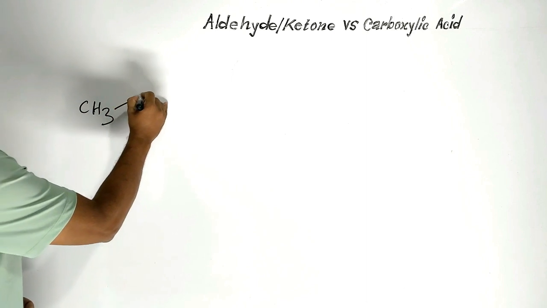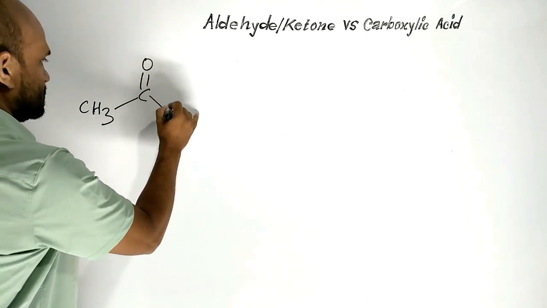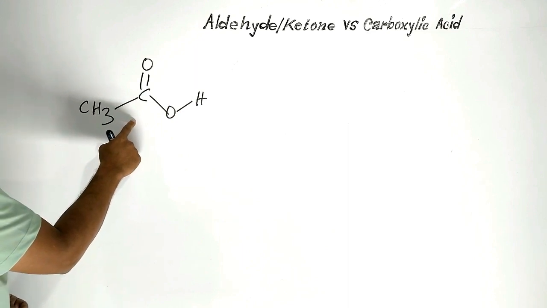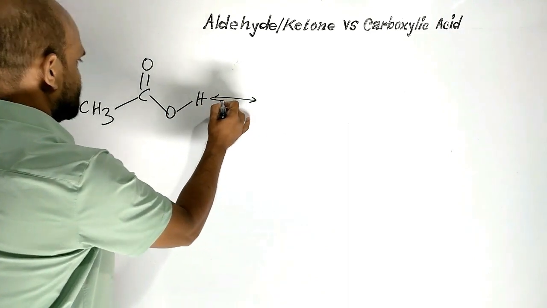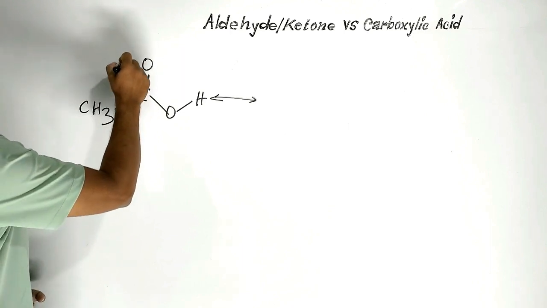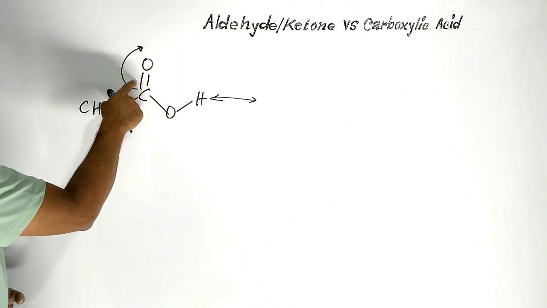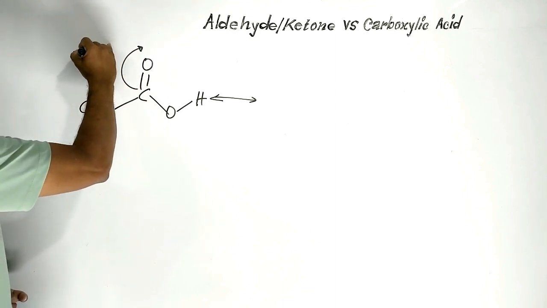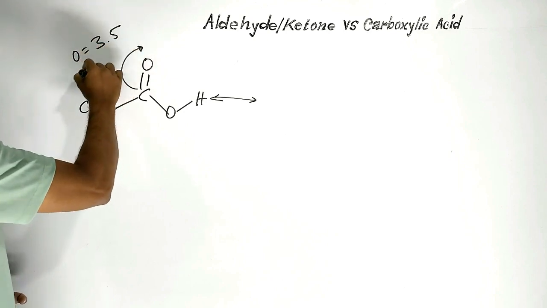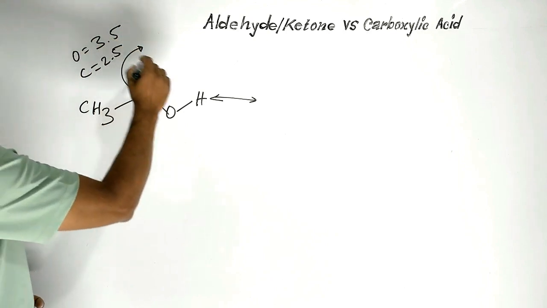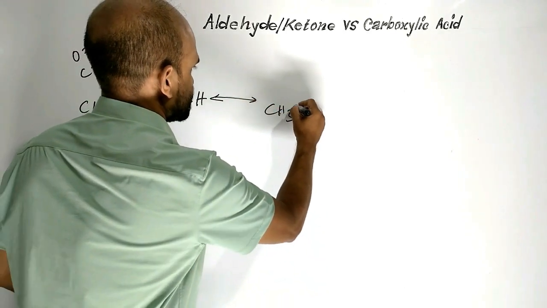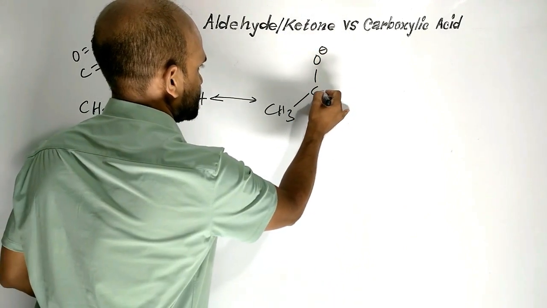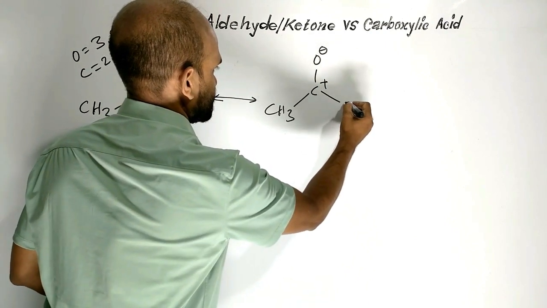Now let us see resonance structures of carboxylic acid and resonance structures of derivatives of carboxylic acid. Carboxylic acid, for example, this one, acetic acid or ethanoic acid. Resonance structures are like this. Pi bonded electrons move towards oxygen because oxygen's electronegativity is higher than carbon. As a result, this structure is obtained. Oxygen becomes negative in charge, carbon becomes positive in charge.